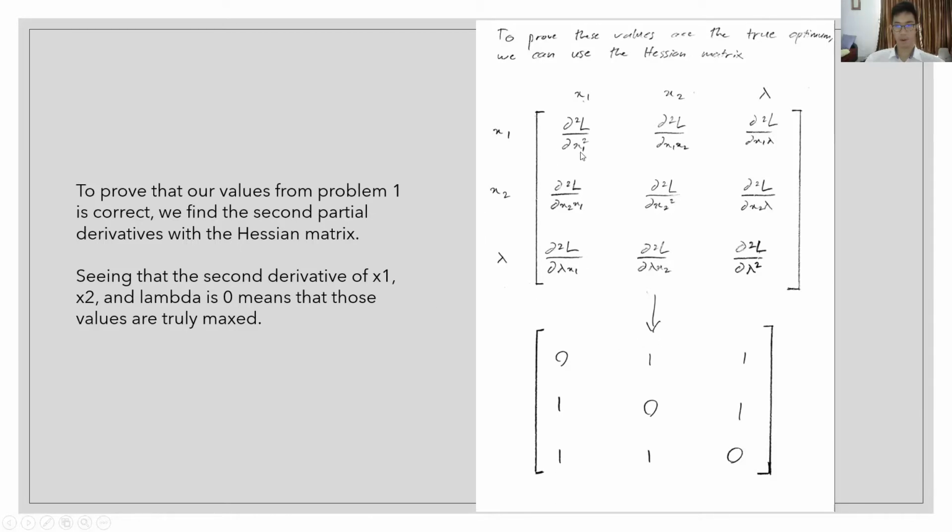And as you can see, the x1, x2, and lambda second partial derivatives are all 0. This means that these are truly maxed out. These are the max values, while the rest are 1s, which means they are not the max values. So from here, we can see down here, 0, 0, 0 with the triangle of 1s. This means that x1, x2, and also lambda is the true max values.